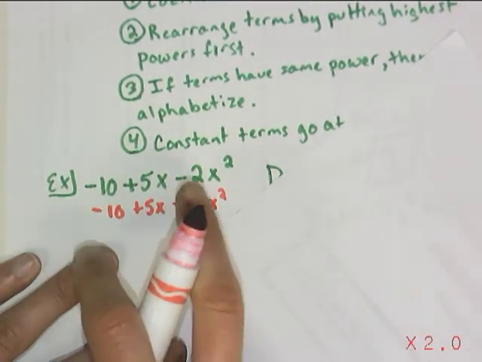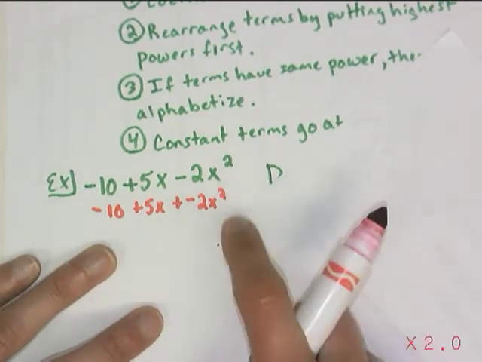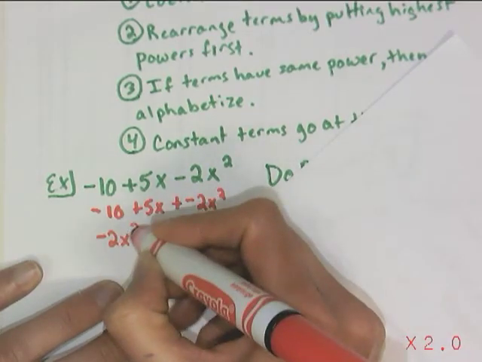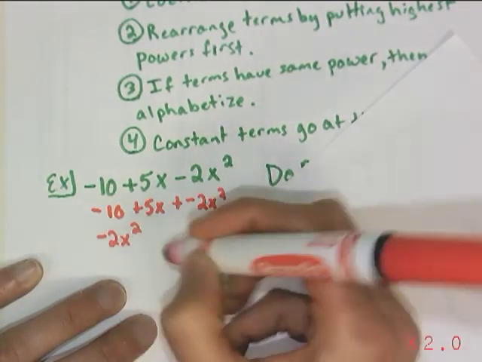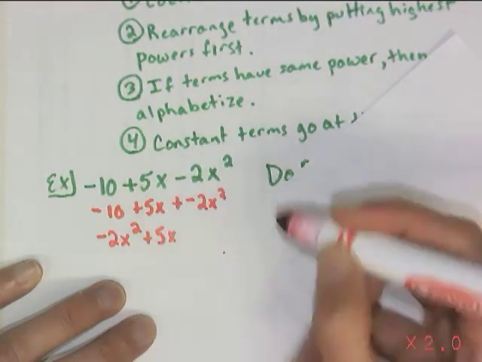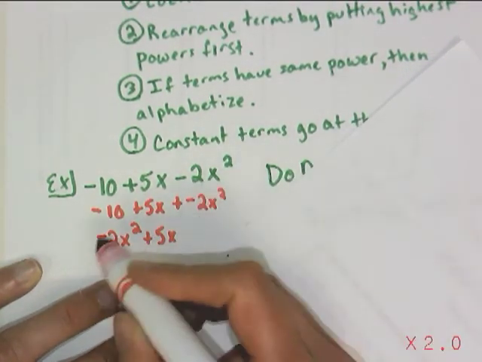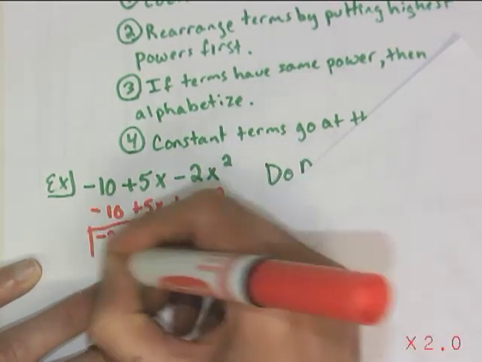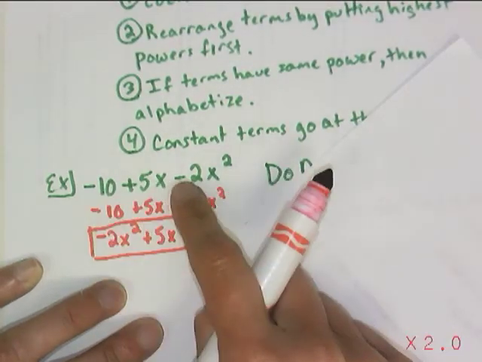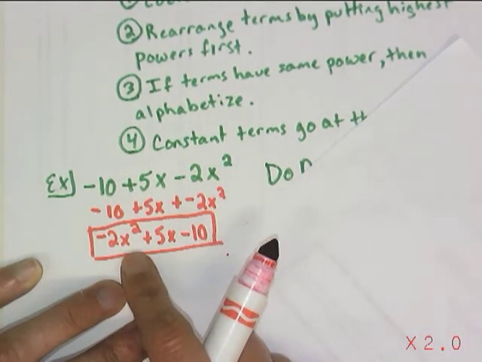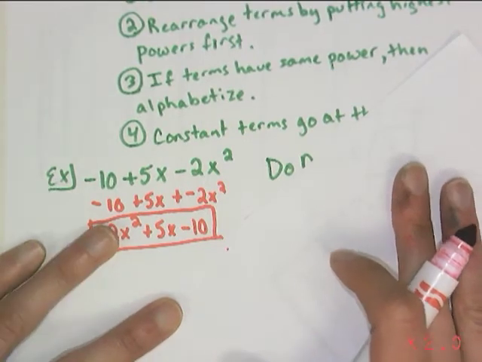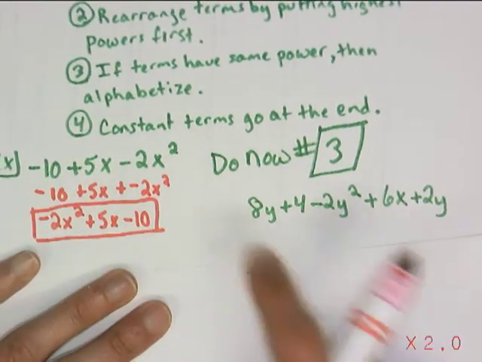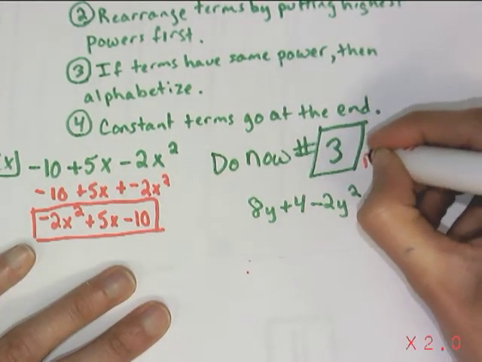So if I am to move them using the commutative property of addition, because this is a power of 2, I'm going to put that term at the front of my expression. And then I'm going to put the 5x, which has a power of 1, and lastly, my -10 goes at the end of my expression because it is a constant term. So I've taken this trinomial and put it into standard form. So the last thing that I'm going to have you do today is do now number 3. And you are going to put the expression that you see here in standard form.